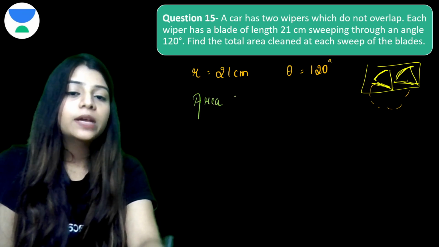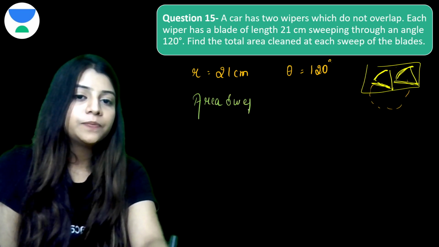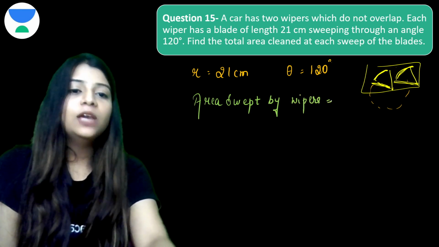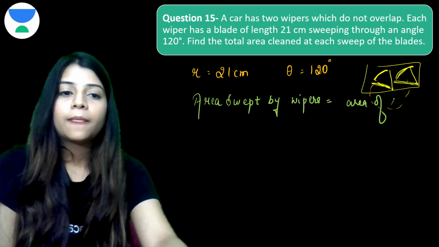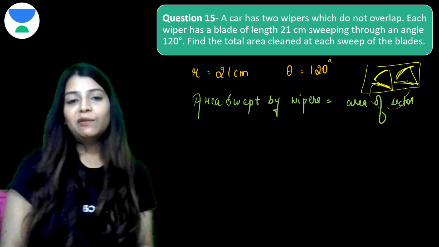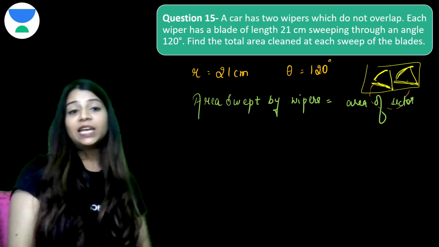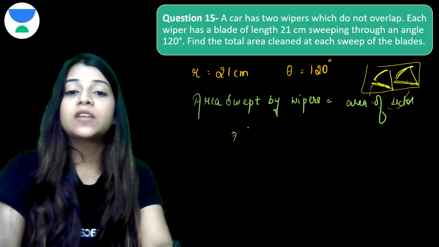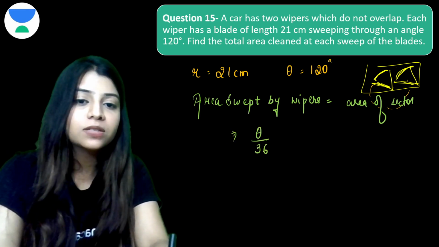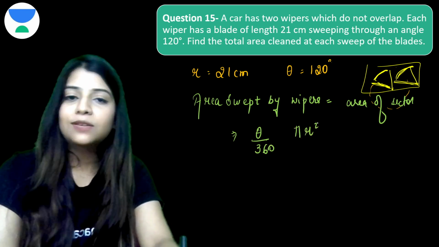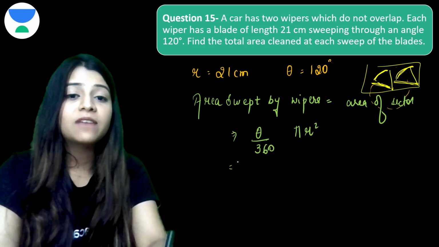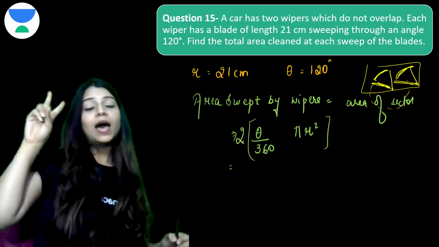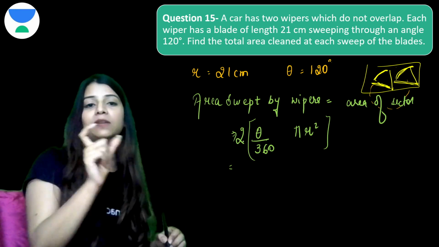Area swept by wipers is equal to area of sector. Area swept by wipers is equal to your area of sector, which can be calculated by theta by 360 pi r square. This is the formula. I have to use pi as 22 by 7, but I have to multiply this by 2 as well, just because there are two wipers. I have to make sure that I multiply this area by 2.